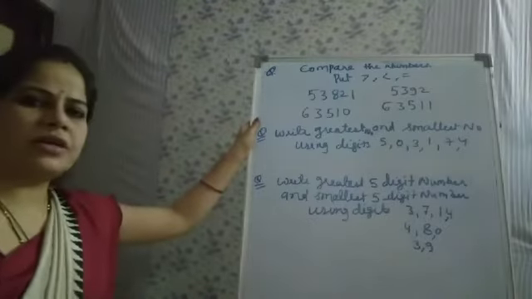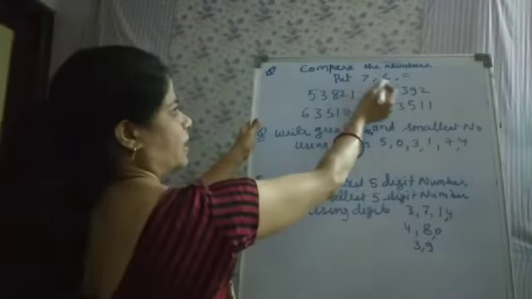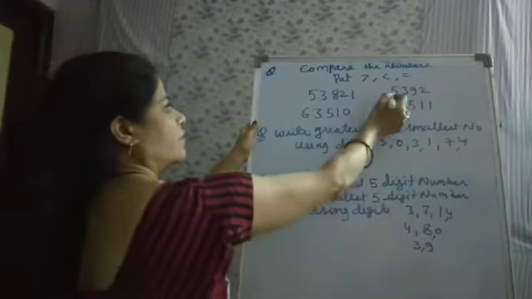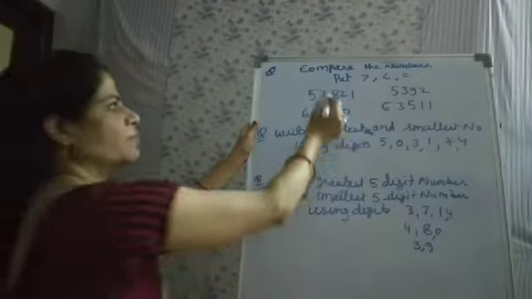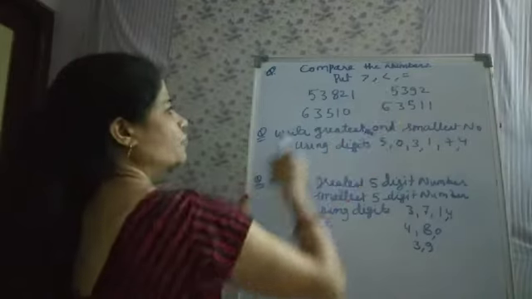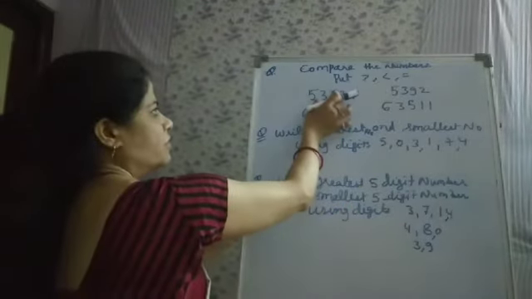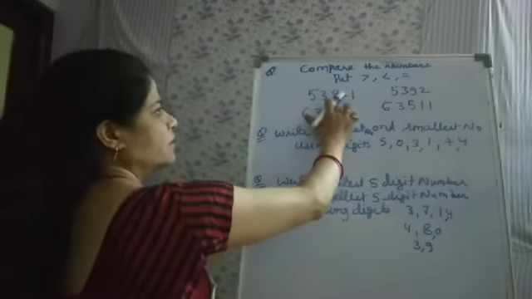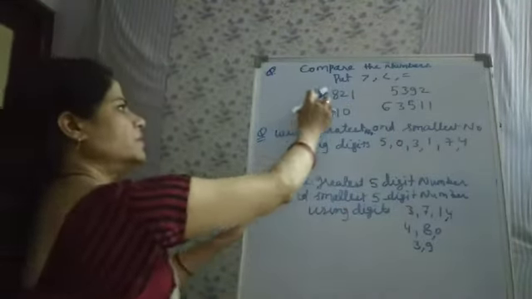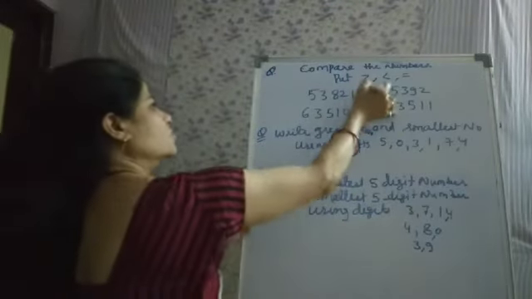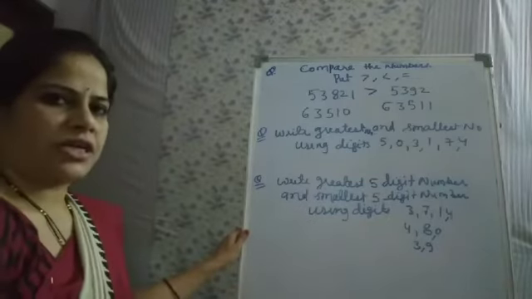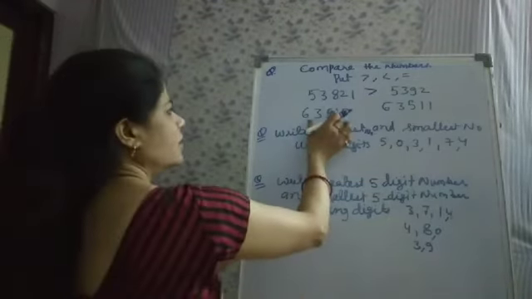Now you have to compare numbers by putting the sign of greater, less or equal. 53,821 and 5,392. You have to compare both the numbers. First you have to see these are 4-digit number or 5-digit number. 53,821 is 5-digit number and 5,392 is 4-digit number. 5-digit number is greater than 4-digit number. So that 53,821 is greater than 5,392.